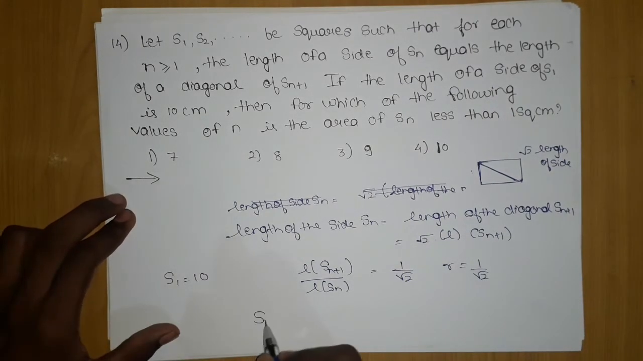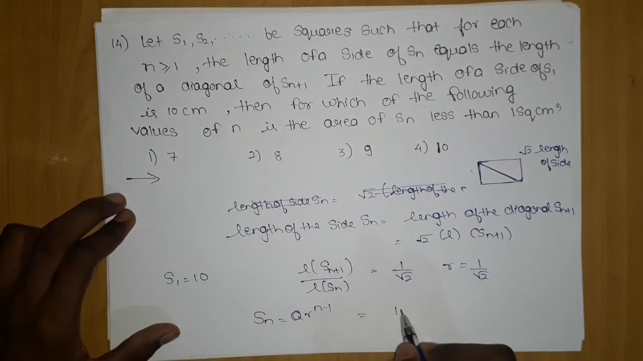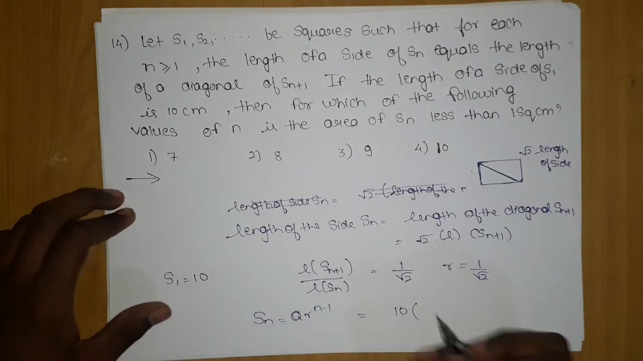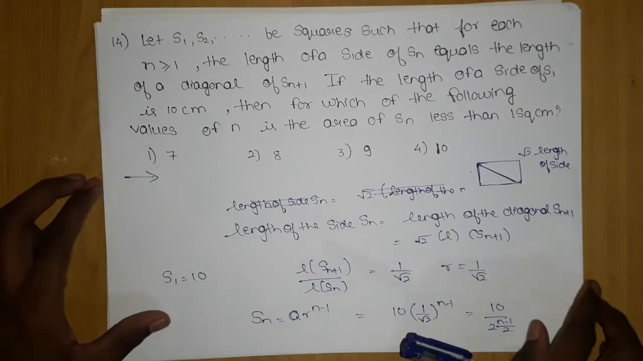Can we get Sn? Very easy, a r power n minus 1, where a is 10, the first side, and r is 1 upon root 2. So Sn is 10 times 1 upon root 2 to the power n minus 1, which I can modify as 10 upon 2 power n minus 1 by 2. Now let me take the next page.